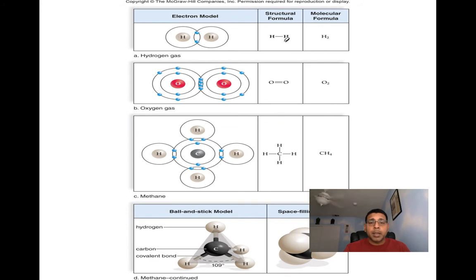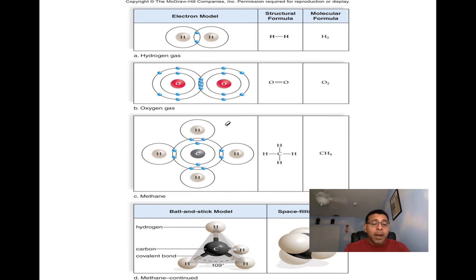You can see the structural formula, and here we have the molecular formula. Same thing here with our hydrogen gas electron model: you have the structural formula, and then the molecular formula. Now, carbon shares 4 pairs of electrons with hydrogen atoms. Again, the shared electrons orbit and belong to the whole molecule, ensuring stability of both atoms.